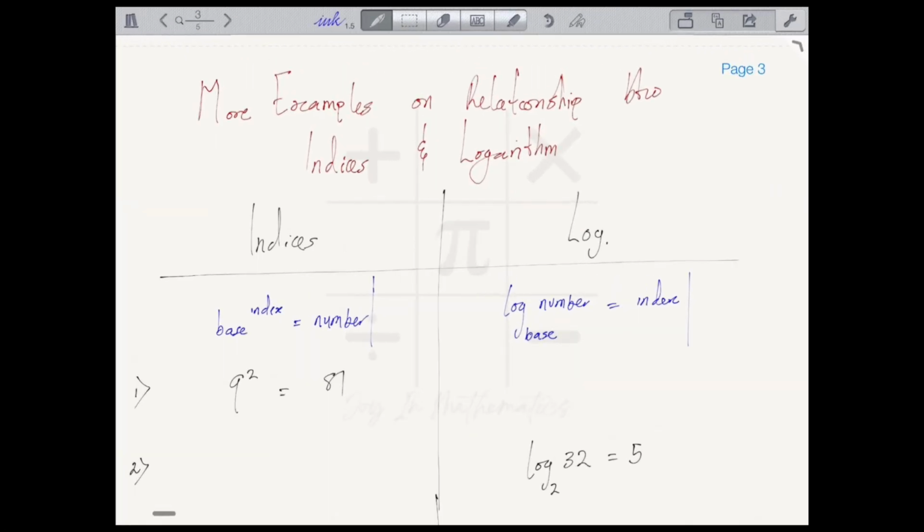In the last video, we were able to establish the relationship between indices and logarithm. And now we'll be taking more examples in regards to this.